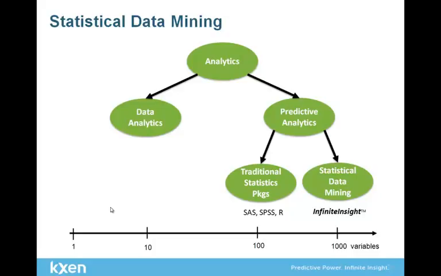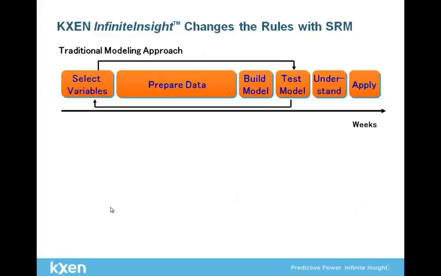Let's take a look at what happens when you employ traditional stat techniques. The first step is to reduce the number of variables from hundreds available in your data warehouse to about 30 to 50 that a traditional modeling tool can handle. The next step is to prepare the data for modeling. This is where the expert spends 60% or more of his time. Converting data, outliers must be discarded, missing values have to be replaced, and much more.